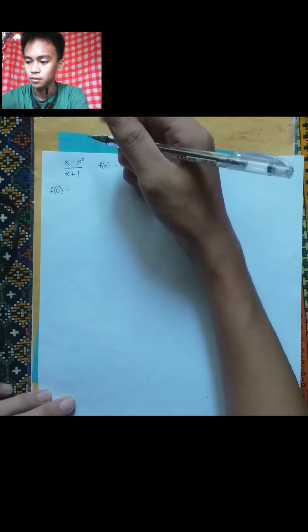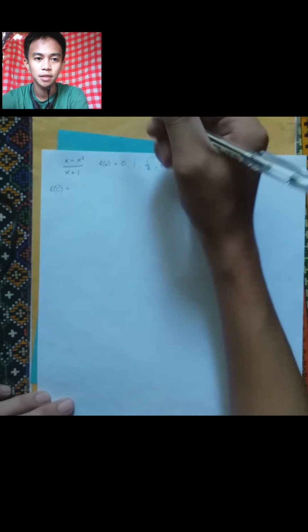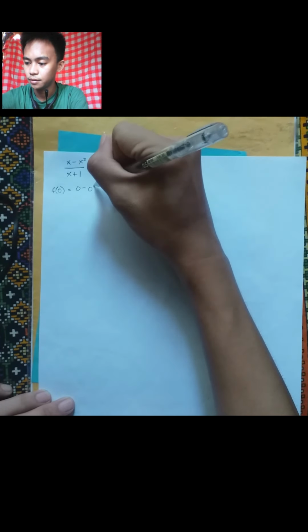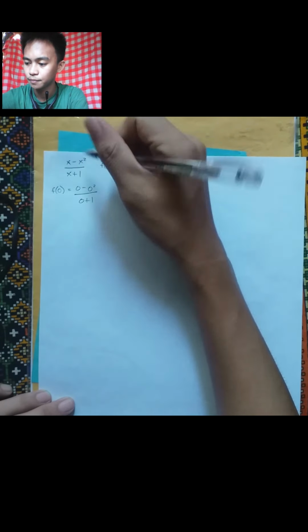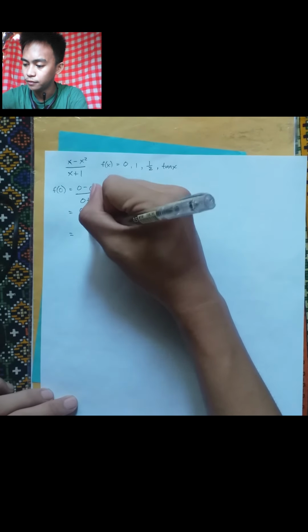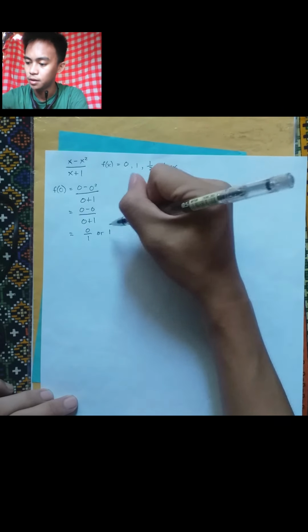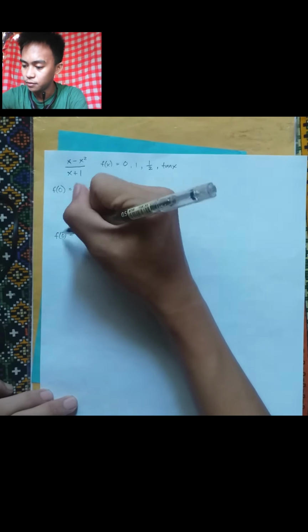So first, just substitute the 0 to all of the x's. So 0 minus 0 squared over 0 plus 1. 0 squared is equal to 0. 0 minus 0 over 0 plus 1. Minus 0 over 1, or 0 divided by 1. So our f of 0 is equal to 1.